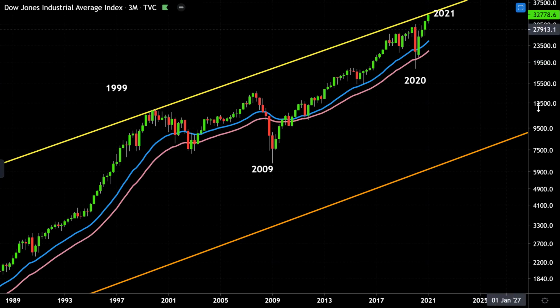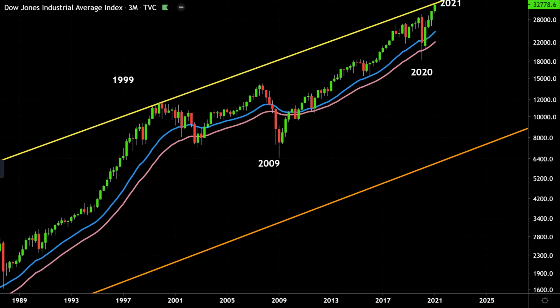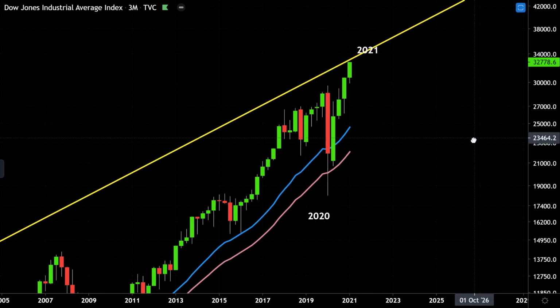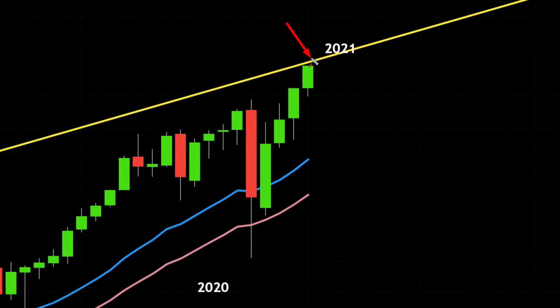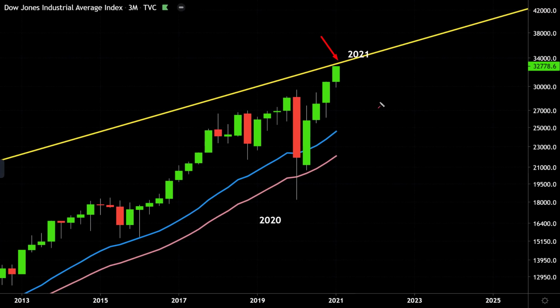Bottom line is this, guys. Look, let's zoom in on that. So you can see we're not far away. That resistance trend line, again, puts it at about 33,500 approximately. Now, in case you're wondering, why does it matter?